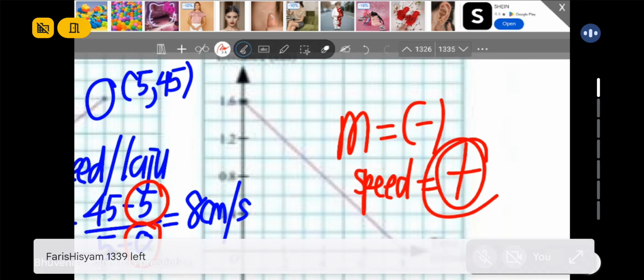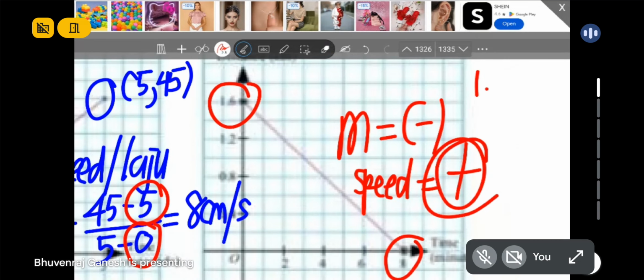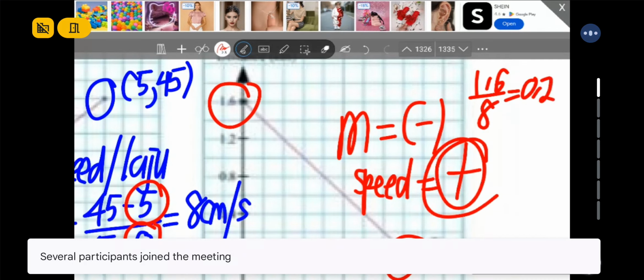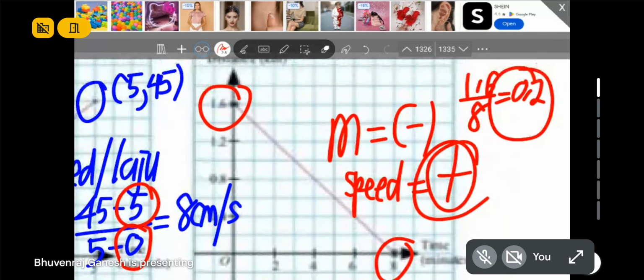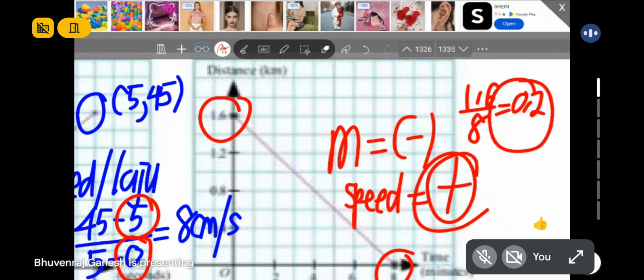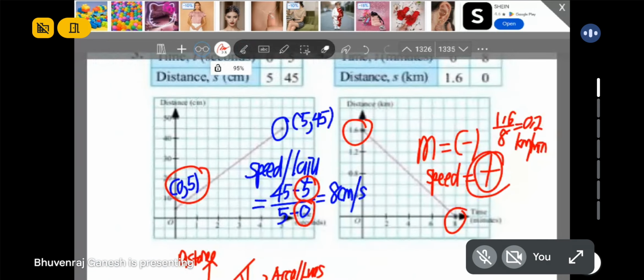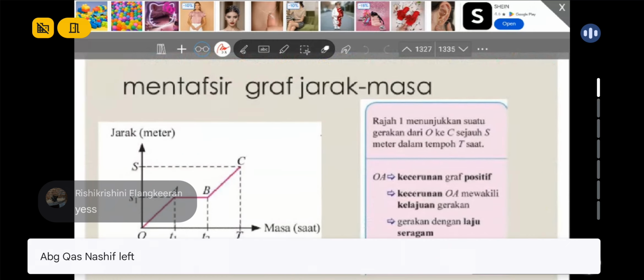So you guys can count and see. So 1.6 divided by 8 lah. 1.6 over 8 is 0.2. Understand guys? So this is your speed, laju kamu. 0.2 kilometer per minute. So you can always put the unit kilometer per minute. Understand guys? All of you clear? Jelas? So this is the basics of distance time graph.